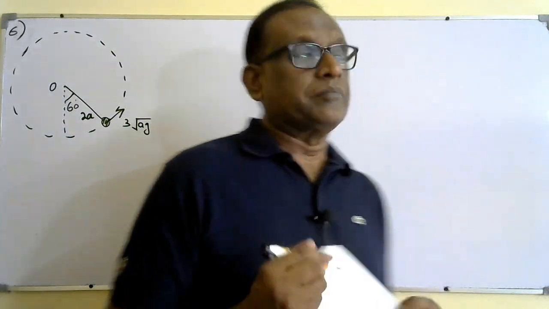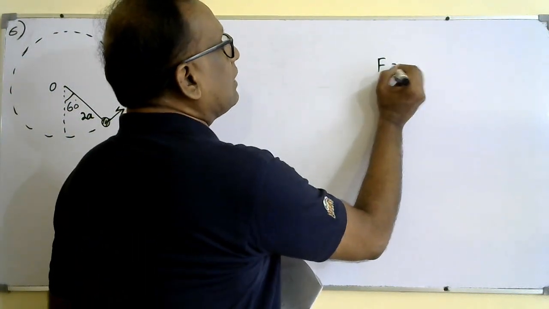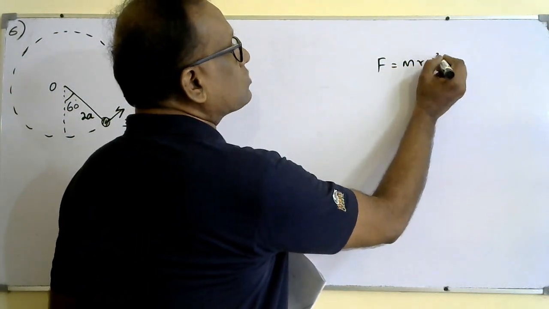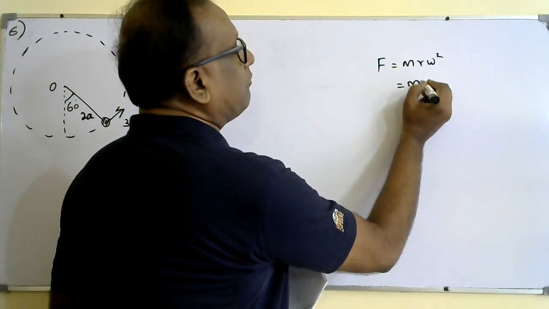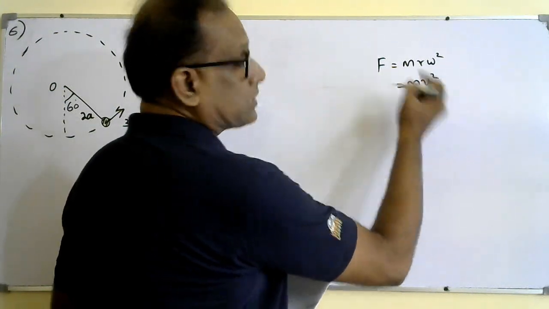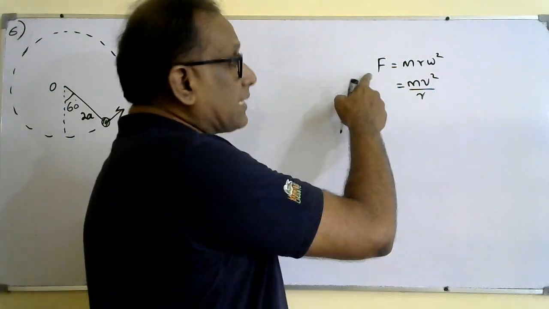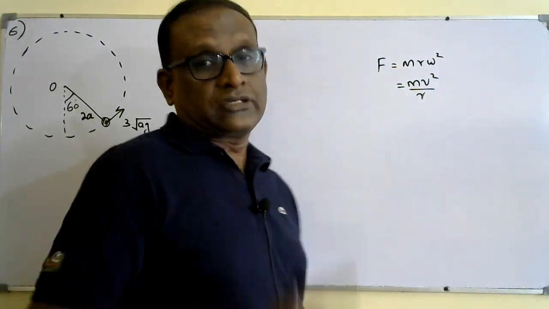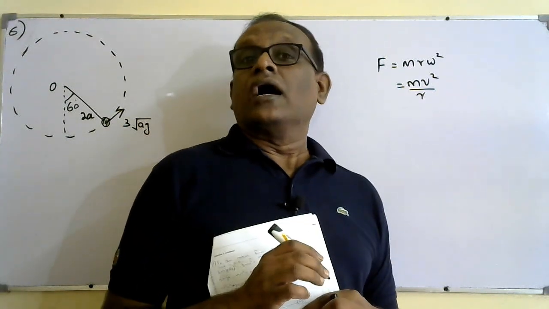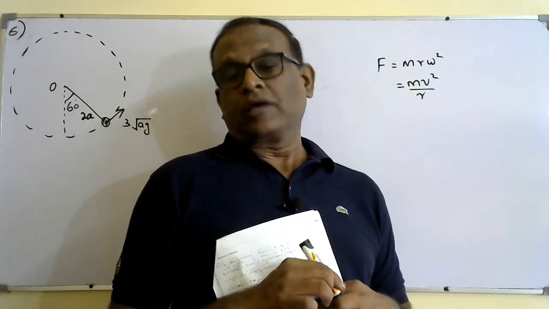Centripetal force is given by F equals m r omega squared, or F equals m v squared over r. You must know this equation; those are given in the booklet. So this is the resultant force acting towards the center of the circular path, that is called centripetal force, right?